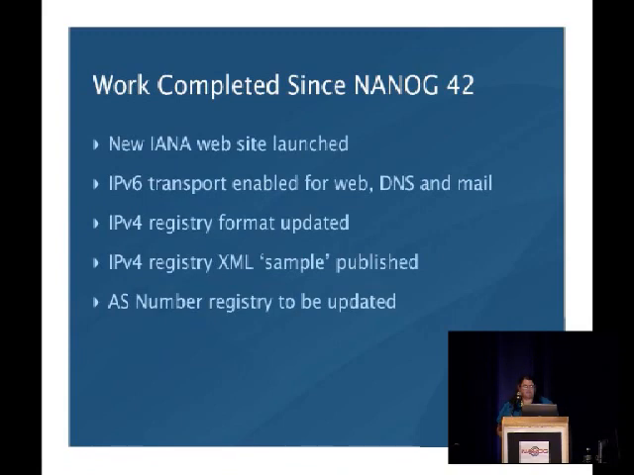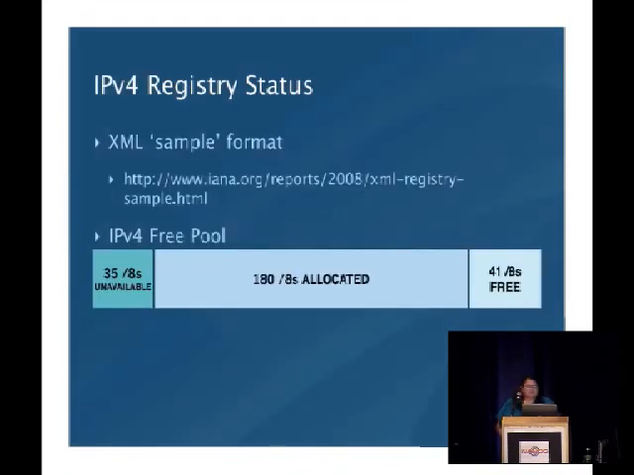And the AS number registry actually has been updated since this slide was prepared. This slide is also out of date. Since we prepared the slide a week ago, we've now allocated 2 more /8s, and so there are now only 39 free /8s. The XML sample format, as you can see up there, that's the URL. The idea of converting all of our registries to XML is to give us a lot more flexibility in how we prepare the data and feed it out to people.